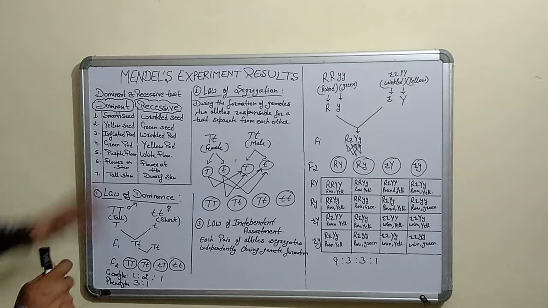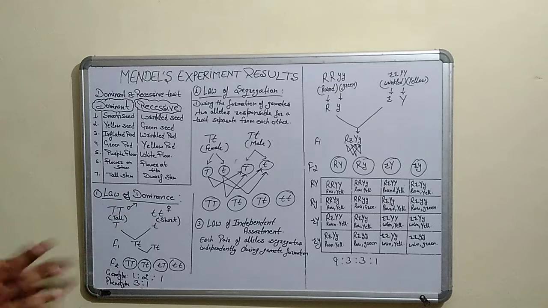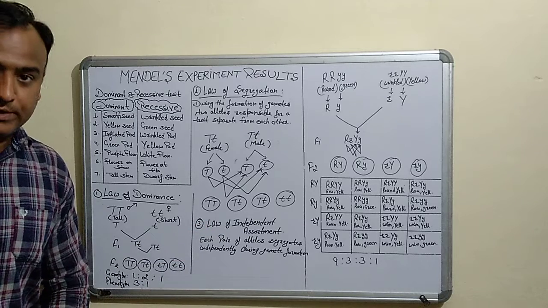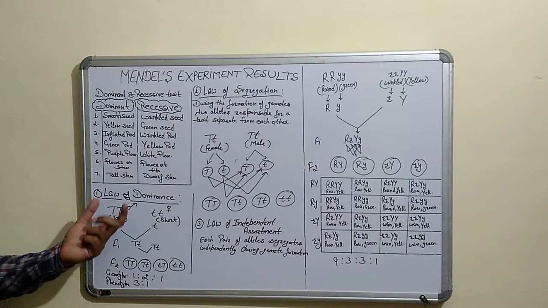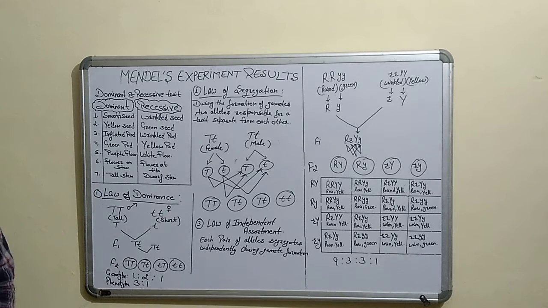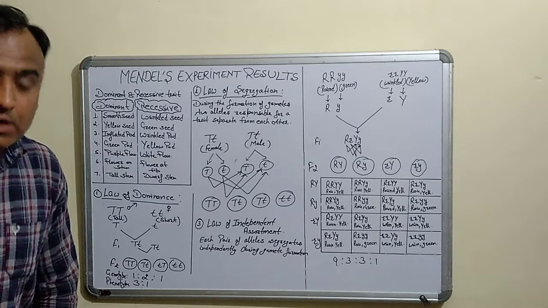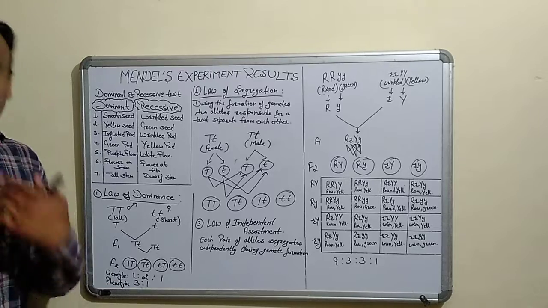After concluding all the experiments, Mendel gave 3 laws. First is the law of dominance, second is the law of segregation, and third is the law of independent assortment. So let's start. First, the law of dominance. In this law, Mendel proved that the characters which show their effects are called dominant characters, and the characters which are not able to show their effects are called recessive characters. But in the second generation or the third generation, the recessive character can be dominant.